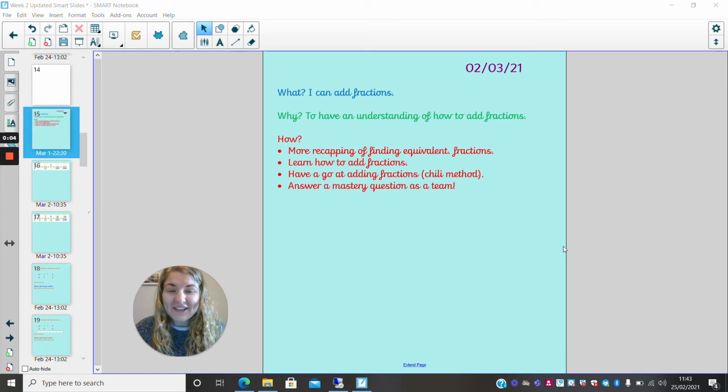Today we are adding fractions. So what we're going to do is spend a bit of time recapping finding equivalent fractions. Then we're going to learn how to add fractions. Then you guys are going to have a go at adding fractions. Then we're going to try a mastery question at the end, okay?